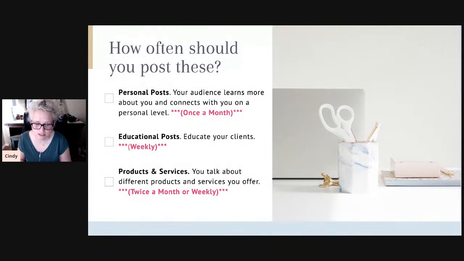Again, this is not a specific rule book. This is what I recommend. You can do these more or less, but this is a really good starting point to work from. And I don't want to overwhelm you by having you post all the time. I want you to get into a rhythm of posting consistently, because consistency is better than posting a lot during one month and then not posting at all. You want to start small and consistent.